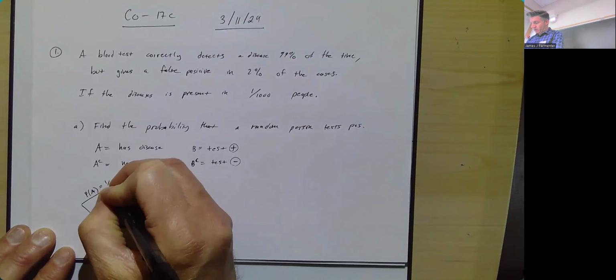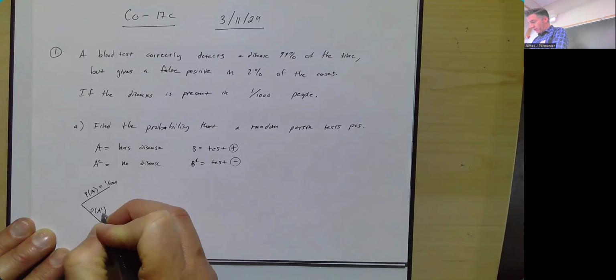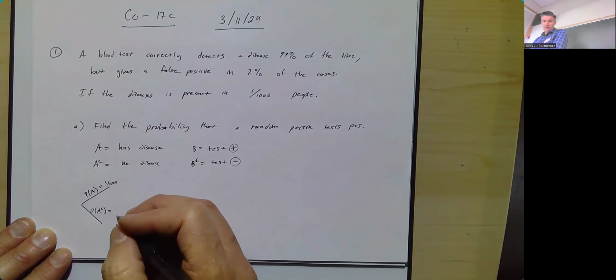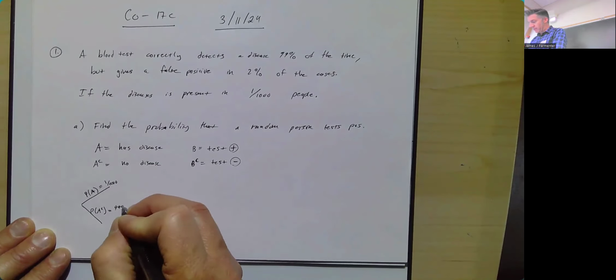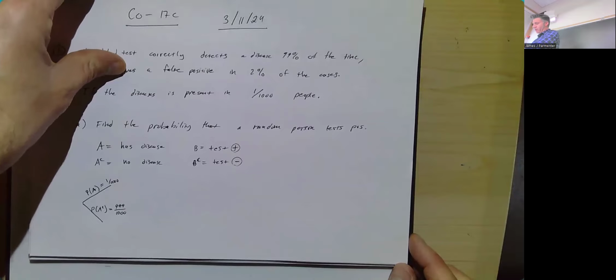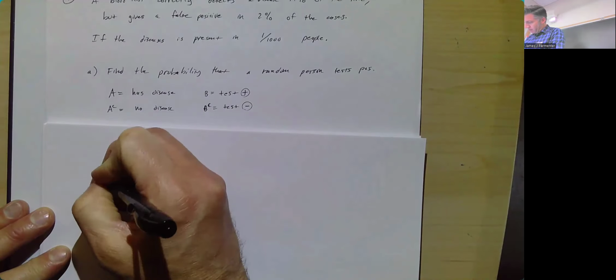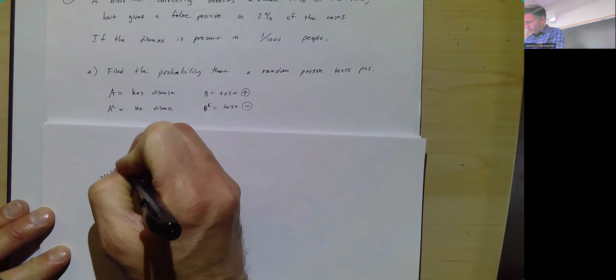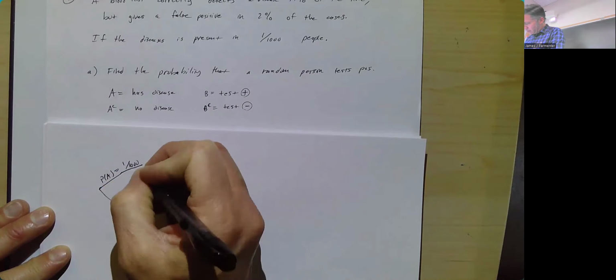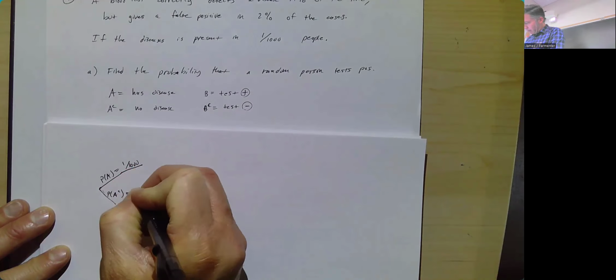That's 1 out of 1,000. And then in the second branch here, A complement, the probability is going to be 1 minus 1 out of 1,000, or 999 out of 1,000. That wasn't very close. I feel like I leave myself not enough room when I draw these trees. I'm going to start over here and draw this, give myself a little bit more room to work with. So probability of A, 1 out of 1,000. Probability of A complement, 999 out of 1,000.